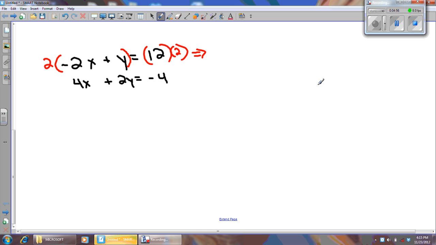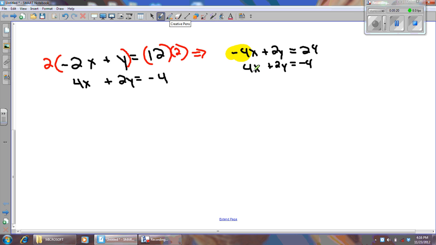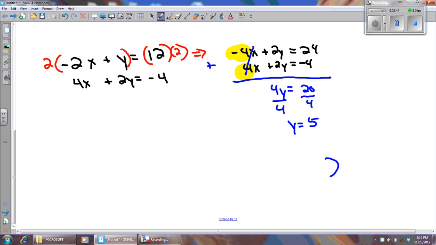This top equation will become negative 4x plus 2y, which will equal 24. And then the bottom equation stays the same, and I will get negative 4 here. Now notice my coefficients on the x's match with opposite signs, and that's the goal. So I can manipulate the equations, make them do what I want. If I add these together, those will cancel. I'll get a 4y, I'll get 20, and then dividing by 4 will yield y equals 5. Okay, so that's part of my solution.